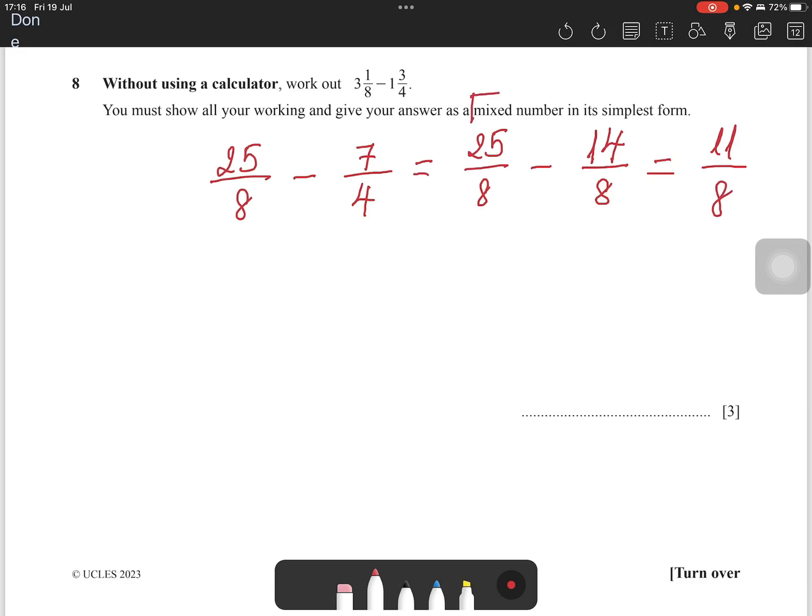And we need to write the answer as a mixed number in simplest form. So I will convert 11 over 8 into a mixed number. 11 divided by 8 is 1, remainder 3. So the fraction is 1 3/8.